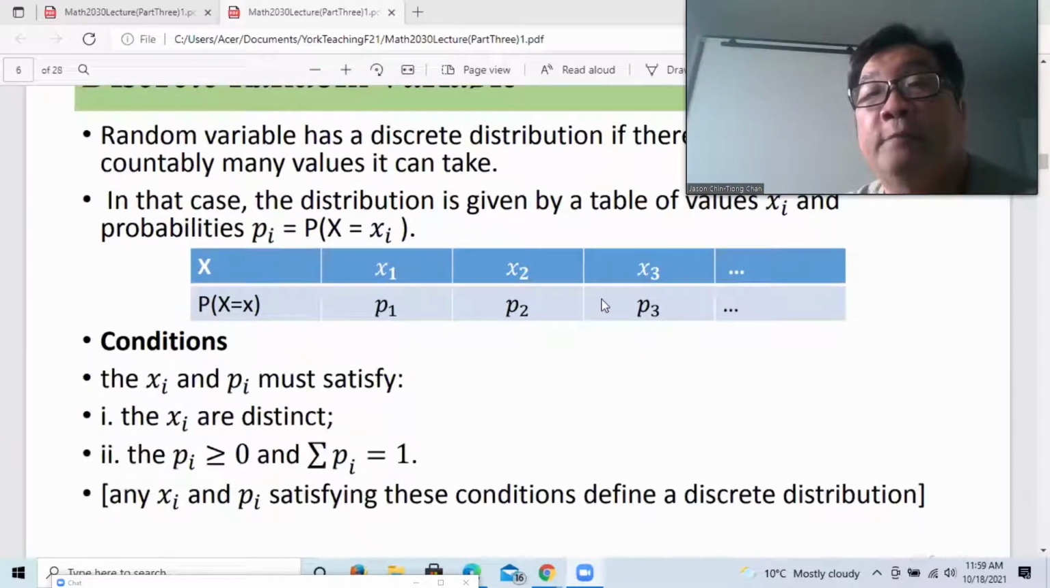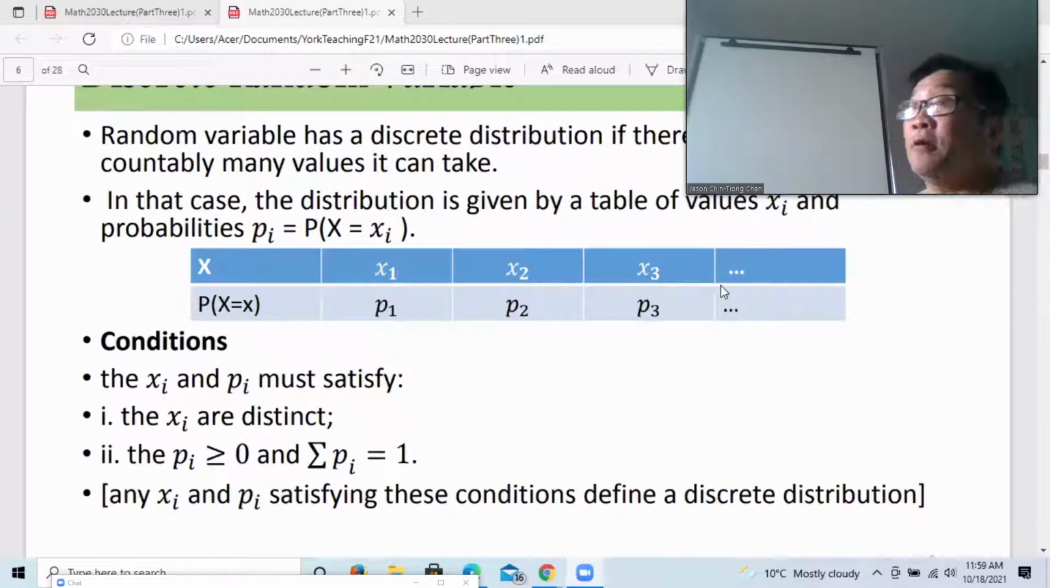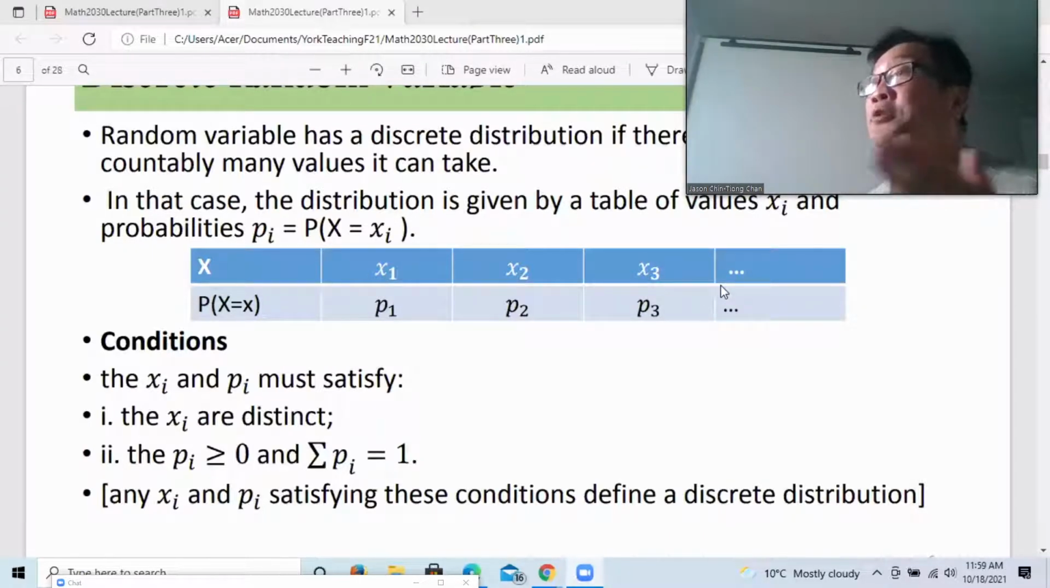What do you call this table? Can anyone answer my question? What do you call this table? Yes, probability distribution table. Why do they call it distribution? Because it talks about how the probability values distribute out.